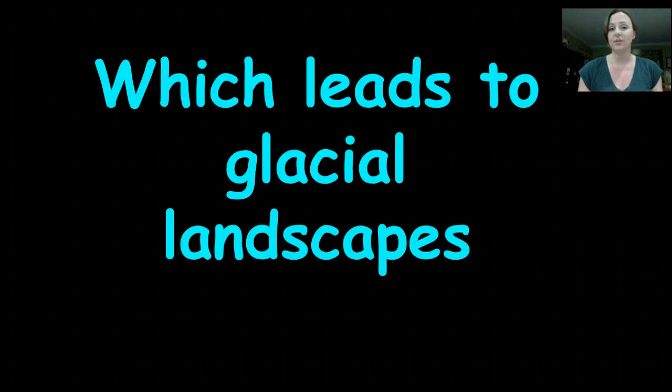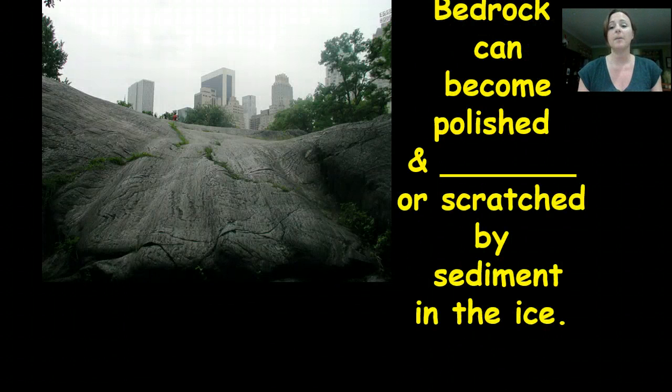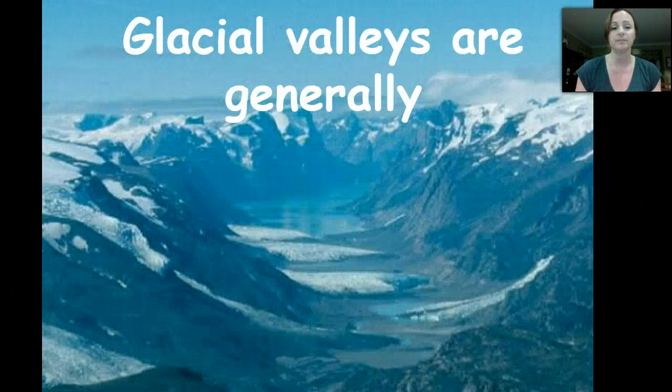Which leads us to glacial landscapes, because yes, glaciers have created a certain type of landscape. We may remember back that glaciers deposit unsorted sediments. Bedrock can become polished and striated or scratched by the sediments in the ice as it drags along, as it melts and advances and retreats. It drags along the unsorted sediments, creating these scratches.